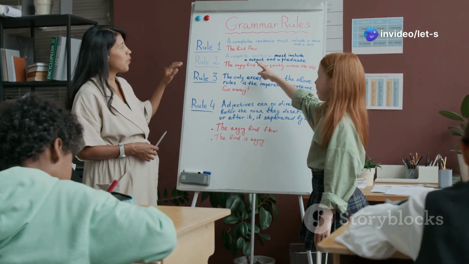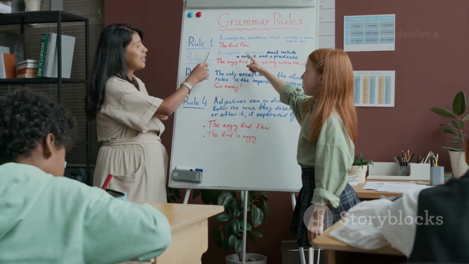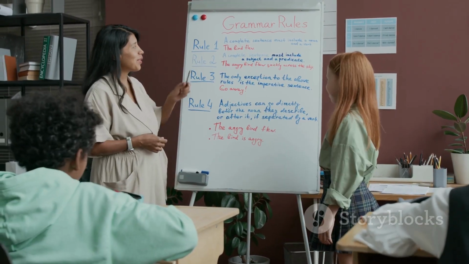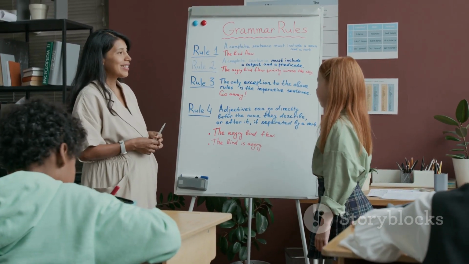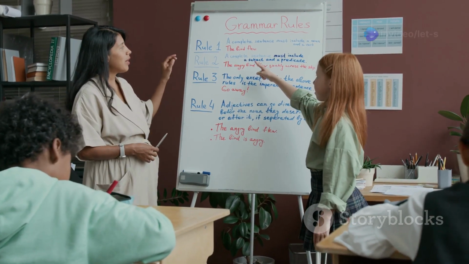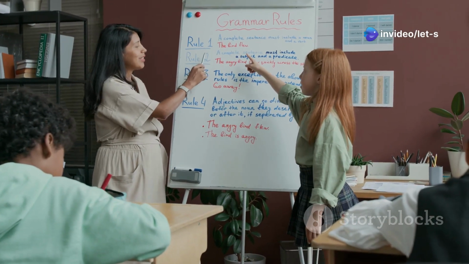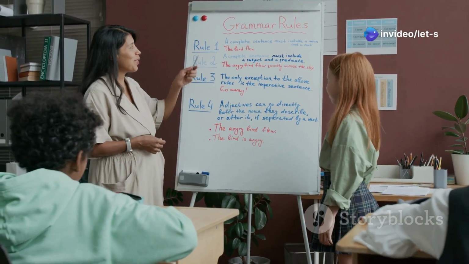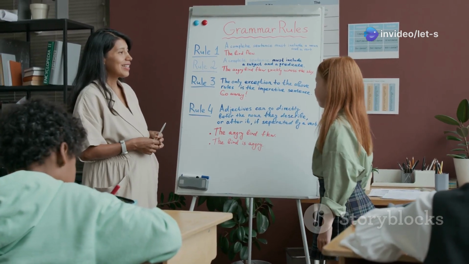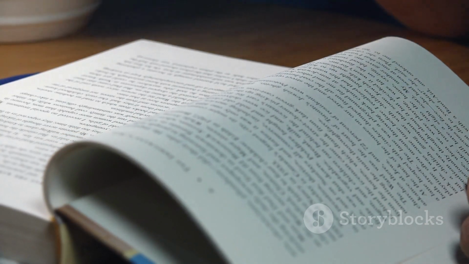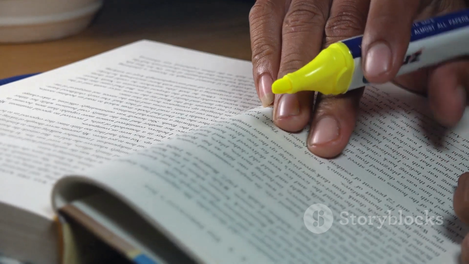Defining relative clauses are like the VIPs of sentences. They play a crucial role in providing essential information that helps us understand exactly which noun we're talking about. Imagine trying to describe something without being specific. It would be like trying to find a needle in a haystack. These clauses give us the necessary details that make our sentences clear and precise.